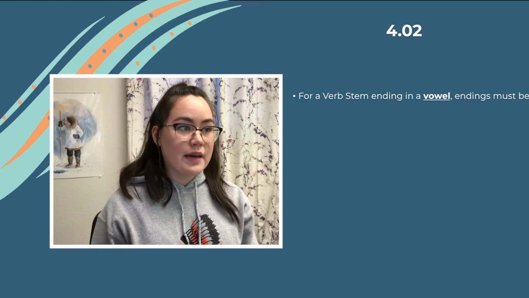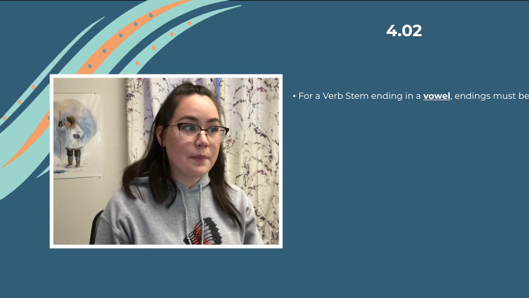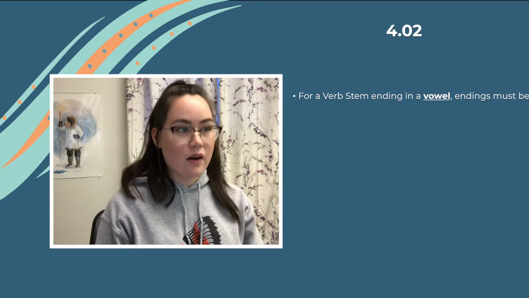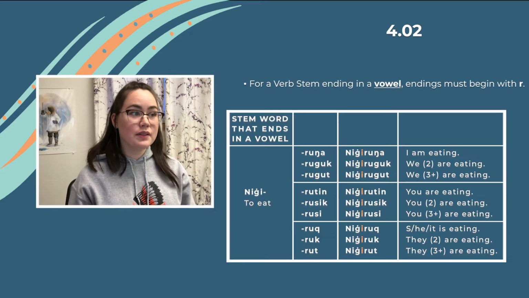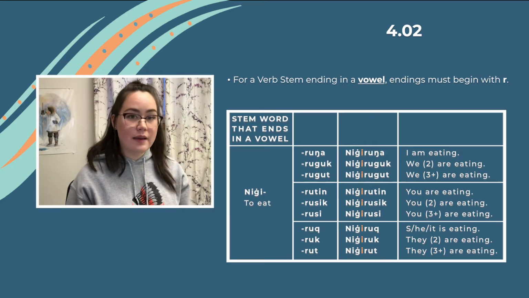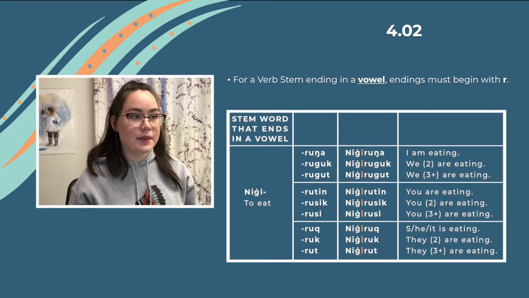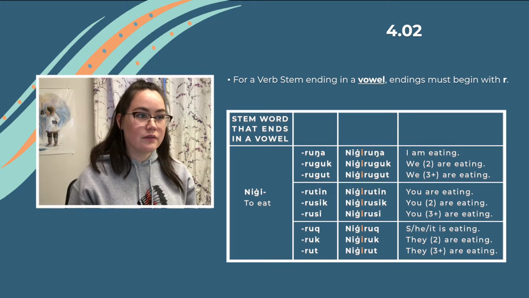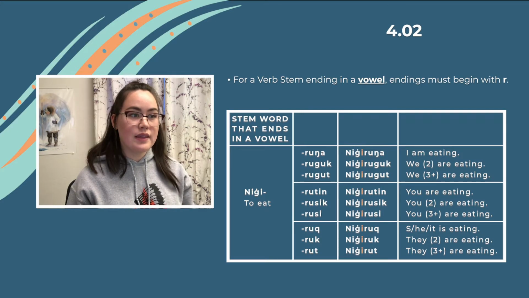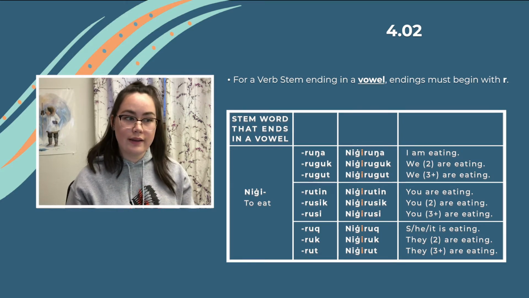For a verb stem ending in a vowel, endings must begin with R. For example, nere is a verb stem that ends in a vowel, so we will use the endings beginning with R. So for example, we will use runga, and then we combine them together, and it will be nere runga, I am eating. Nere roguk, nere rorut. Nere roruk means we two are eating. Nere rorut, we three are eating.